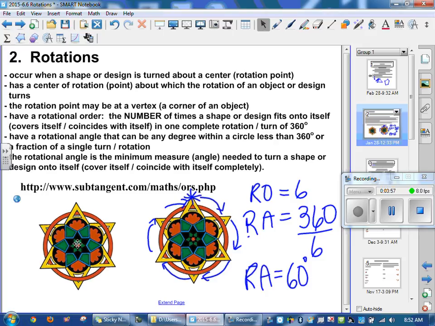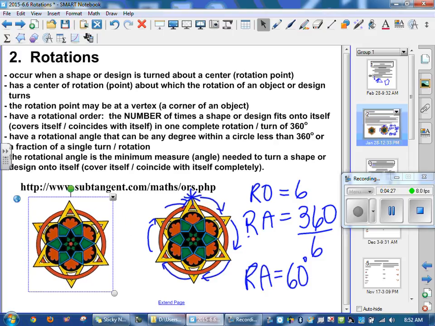Again, it can turn a fraction of a turn. It doesn't have to turn a whole number. I could turn that even less, and it will be a fraction of a turn. So what it says is the rotational angle is the minimum amount, like our 60, needed to turn the shape where it covers itself completely. This time, it covered itself completely 6 times. That means coincide.